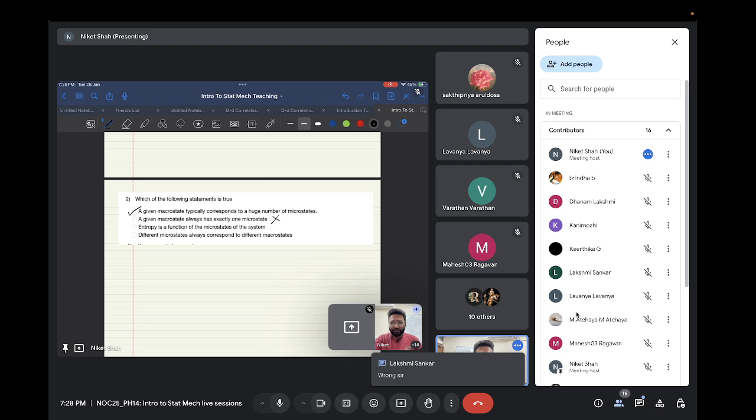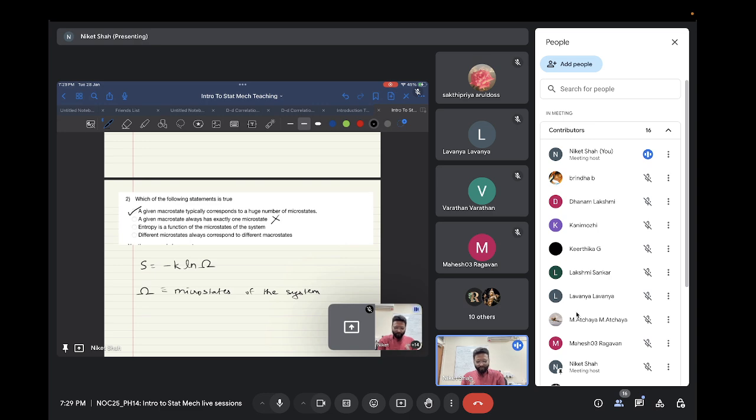Okay, wrong. What is entropy? Entropy is given by minus k ln omega. What is omega? Omega corresponds to the number of microstates of the system. We take a log of the number of microstates and multiply by this Boltzmann constant k, and you get the entropy of the system.